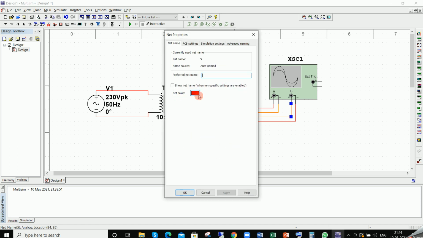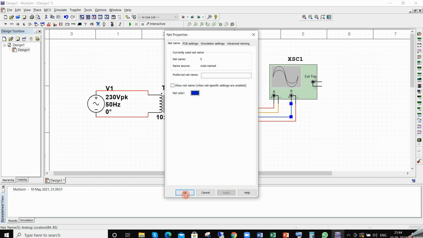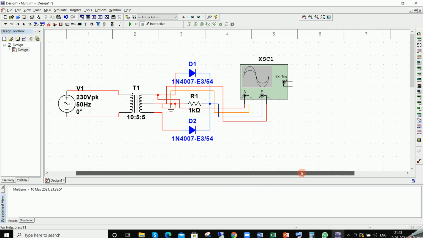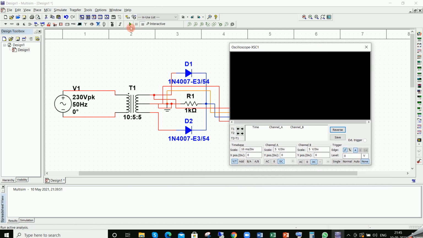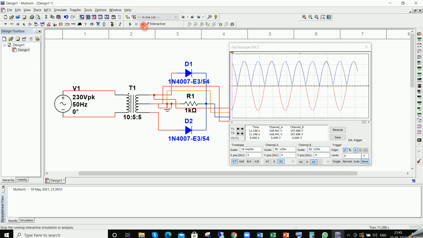To differentiate between input and output, I am changing the color of output, means channel B, okay. Then double click on oscilloscope. Then play button. To fit in the screen, change the volt per division knob. See, this red one is output of the transformer, and blue part is rectified output.